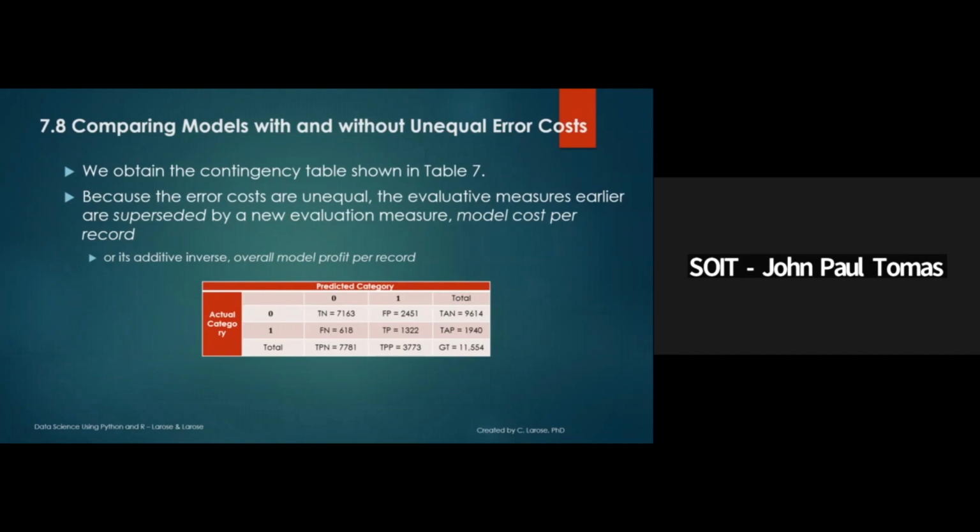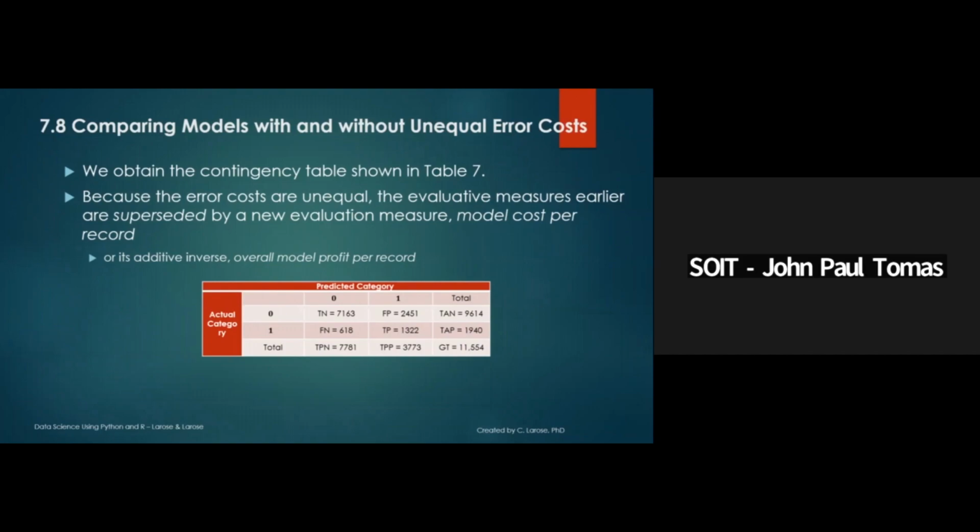To get the totals, all you have to do is get the sum across the columns and the rows. And then, of course, the grand total is still 11554. Now, take note that when we develop the model, we will be evaluating it and we will be obtaining this contingency table.